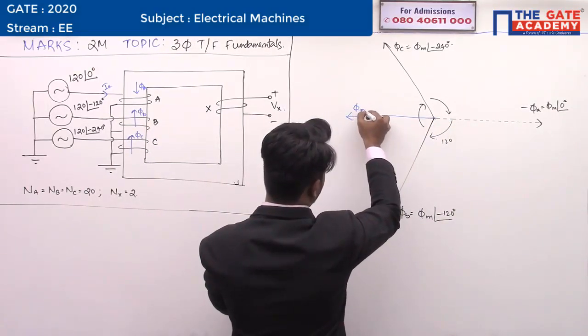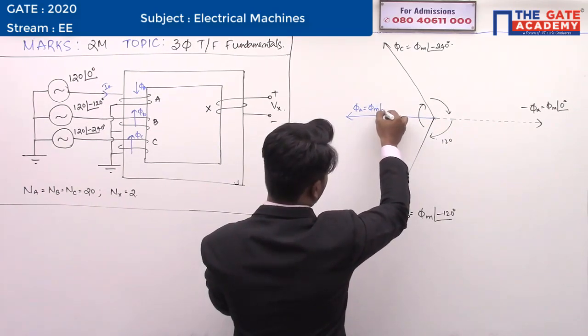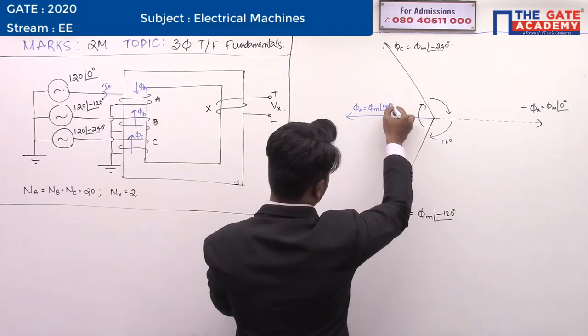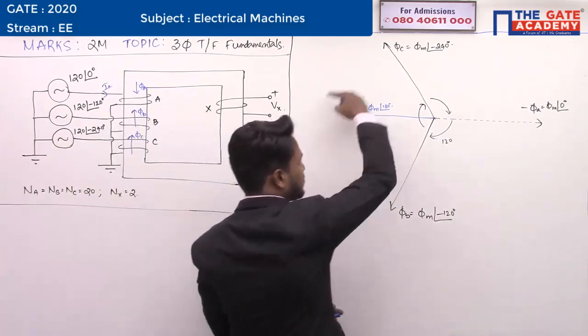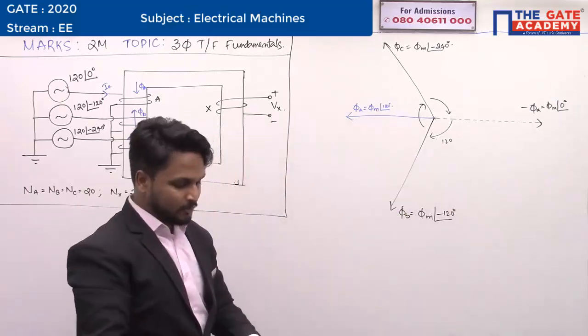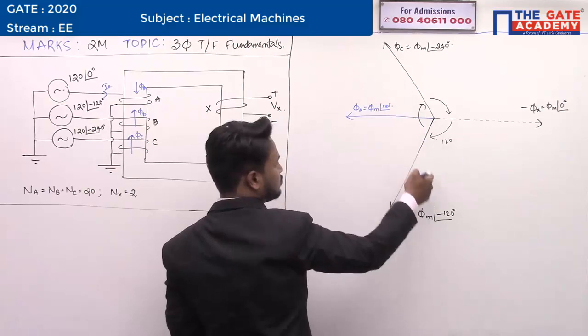This is the actual phi a. Phi a is equal to phi m at an angle of 180 degrees. You can write it like this, right? Now all these three fluxes are added, right? So how do we add all these three fluxes? Just obtain the phasor sum of these two.